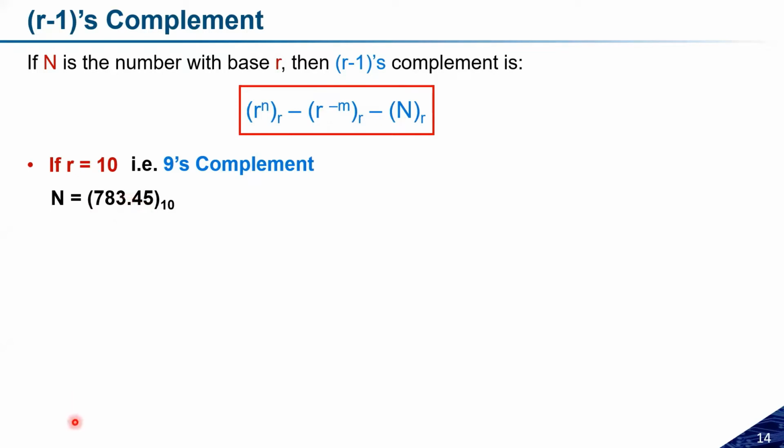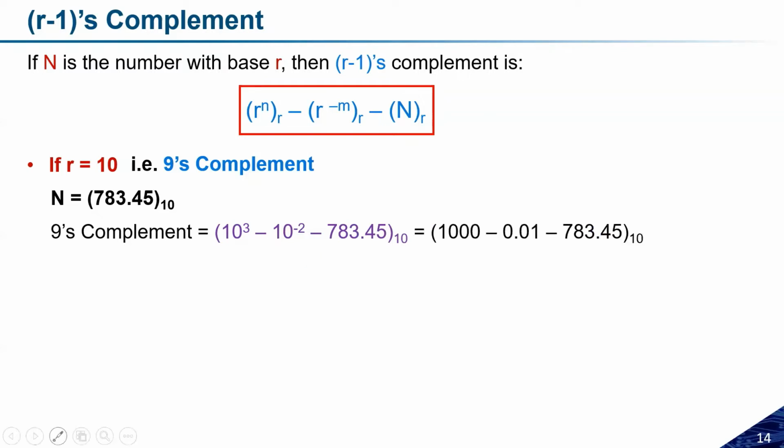After putting all the values in this formula, the 9's complement of this number will be 10 to the power 3 minus 10 to the power minus 2 minus 783.45, with base 10 for the whole expression. If we solve this, we get 1000 minus 0.01 minus 783.45, and the result is 216.54. This is how we can calculate the 9's complement of any number given in the decimal number system.